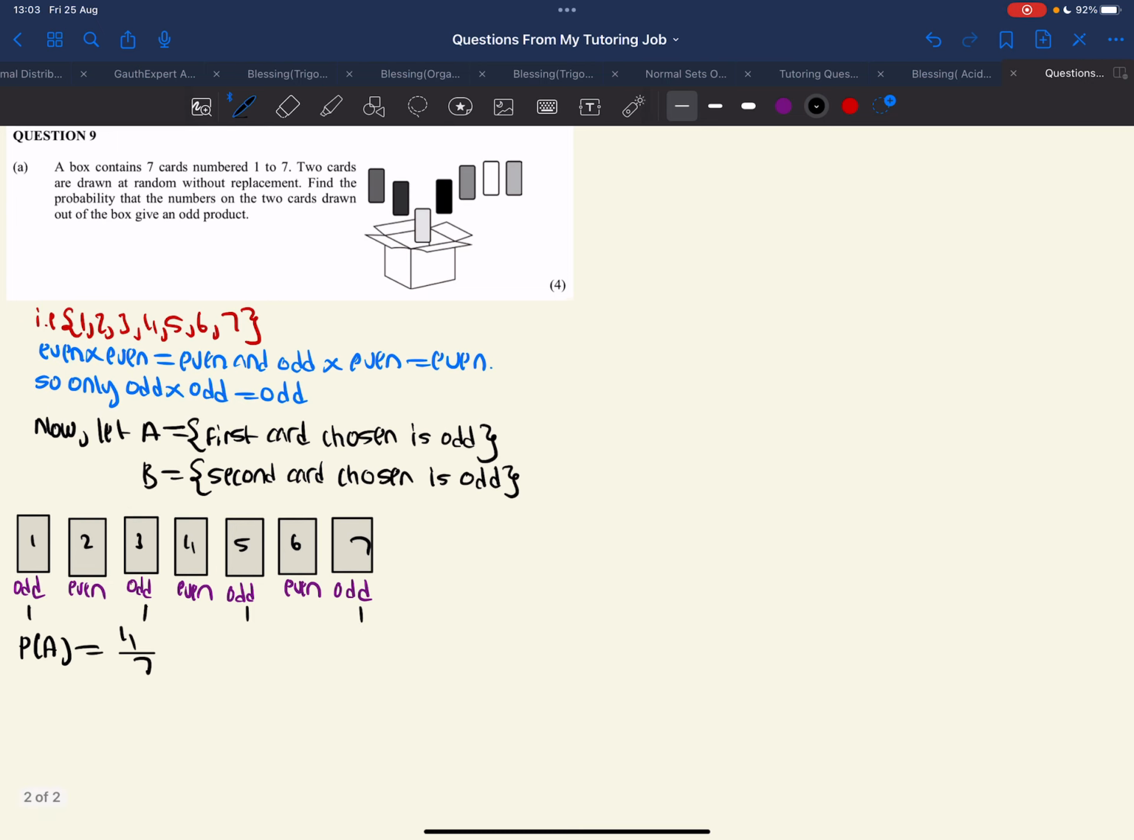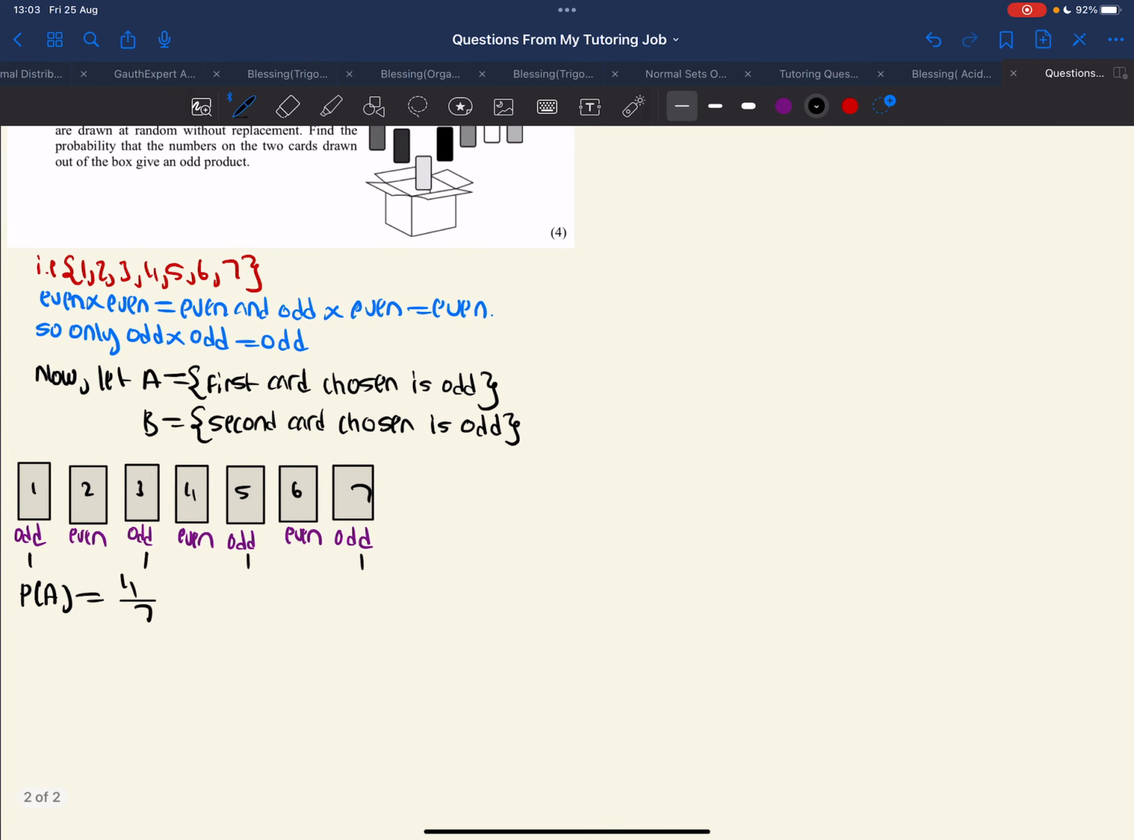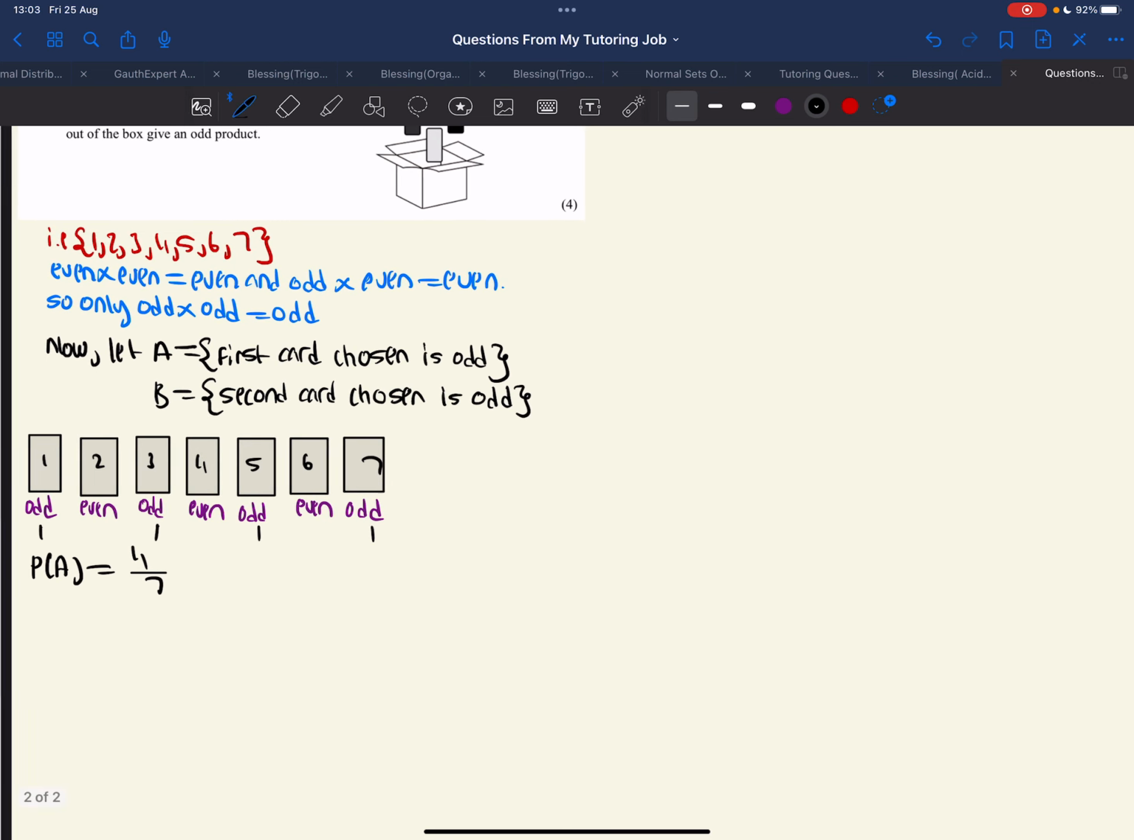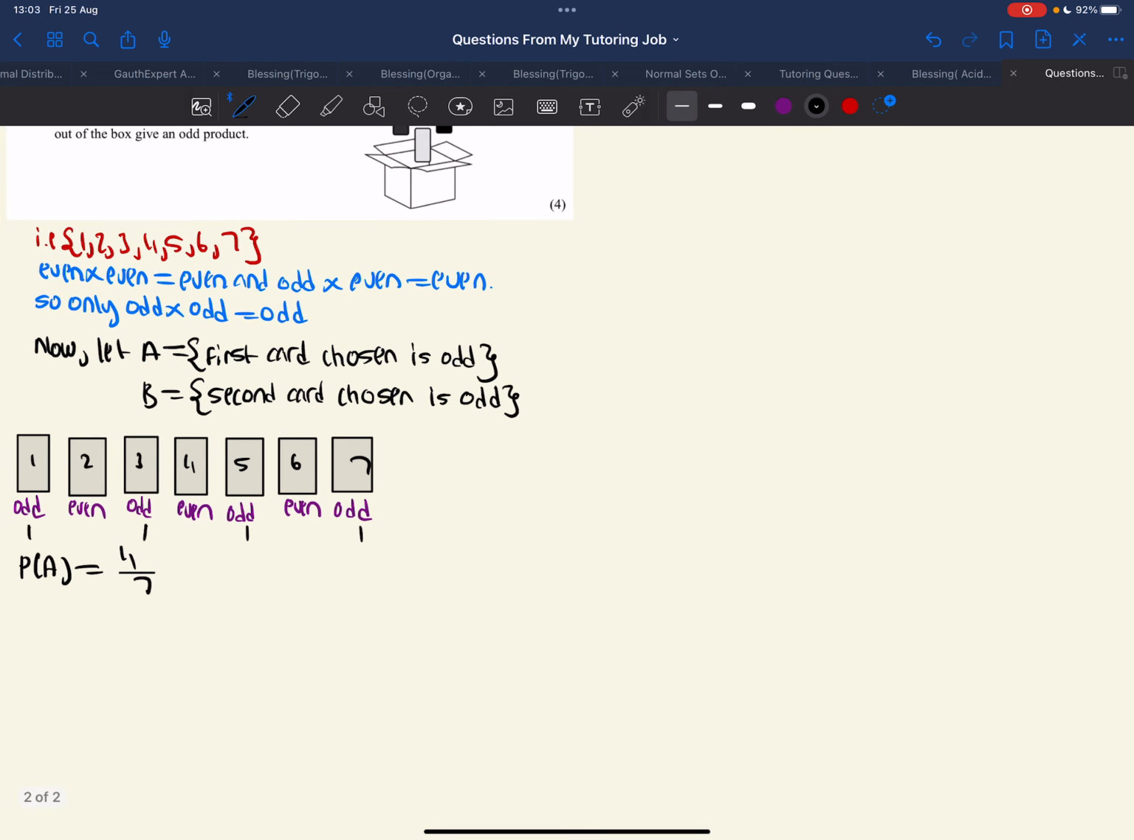Okay, now we have to do it for the second event, the second card chosen being odd. Can you remember, in the question they say that 2 cards are drawn at random without replacement. Now if we drew out the first card and it was an odd number, that card is no longer going to be replaced. Remember, we drew out 1 card and we didn't replace it, so the total that's going to be left is 6 cards.